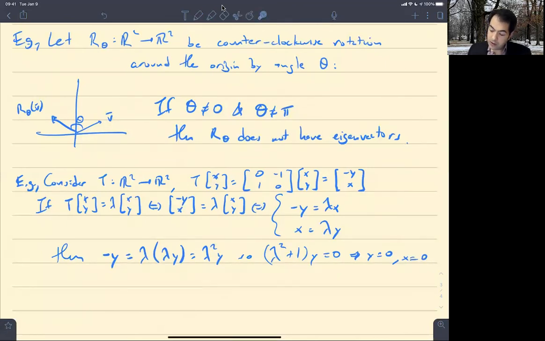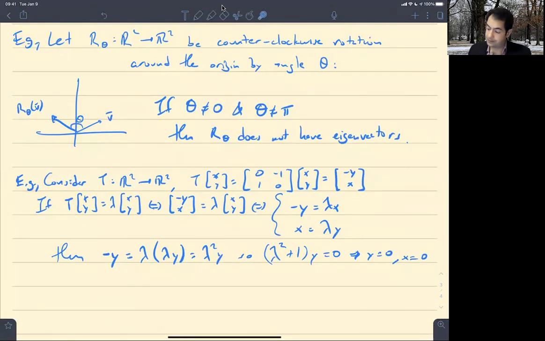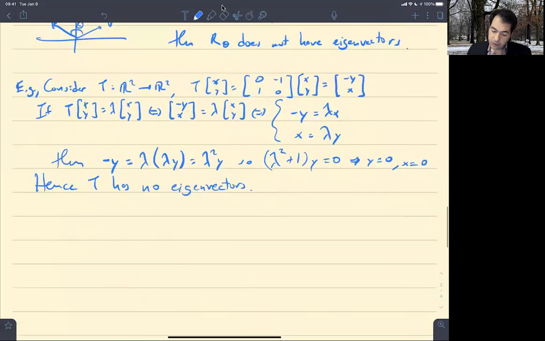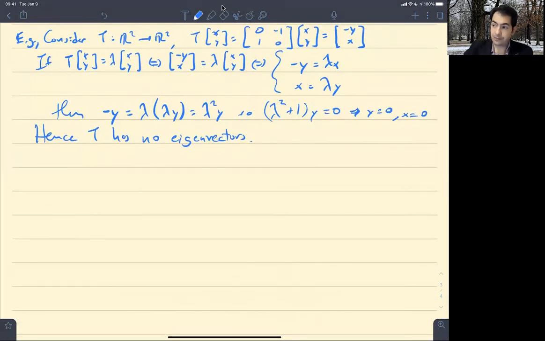So the only vector (x, y) that satisfies this equation is the 0 vector. So we conclude, hence T has no eigenvectors. Now, algebraically, there is a way around this. Because, as I mentioned, there are no real numbers lambda such that lambda squared plus 1 is equal to 0. But if we were working with complex numbers, then we would be able to solve that.